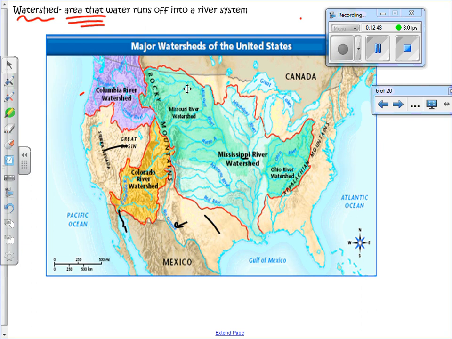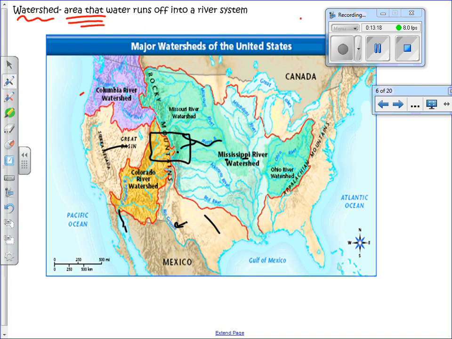Here in Colorado, which watersheds does Colorado's water go into? The Colorado and the Platte. Which one? The Platte you don't see on here. Well, actually you can see it. Which watershed is the Platte River part of? Yeah, it's here. This is the Platte River right here. So here in the state of Colorado, we actually have two major watersheds.